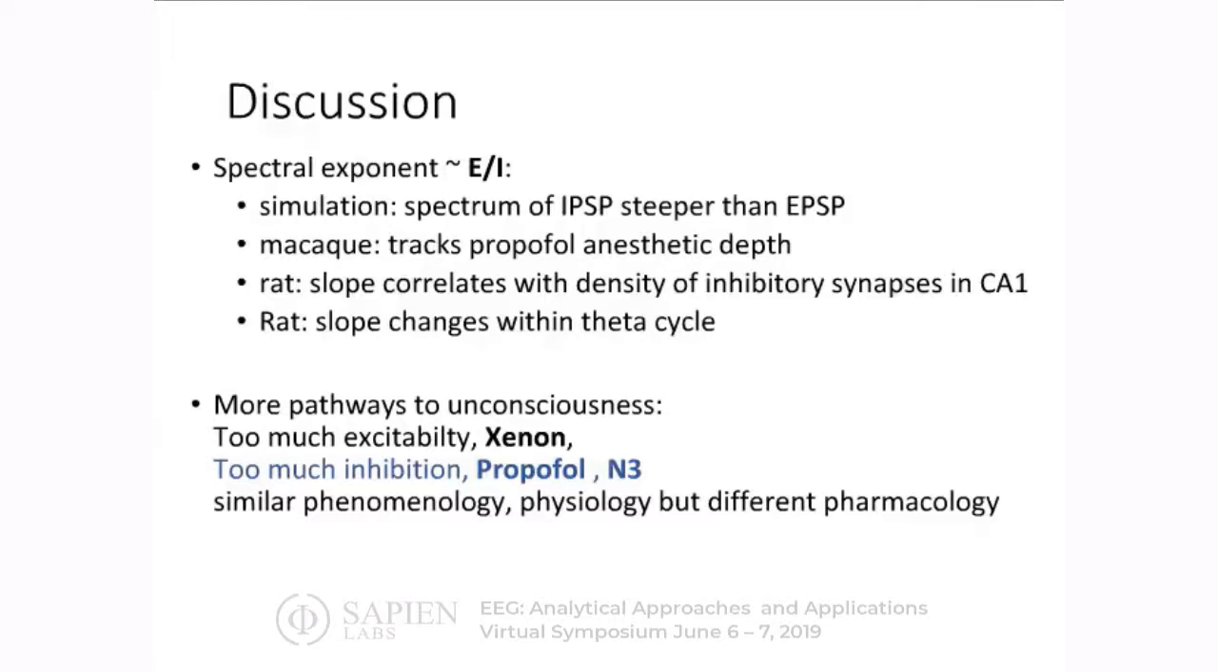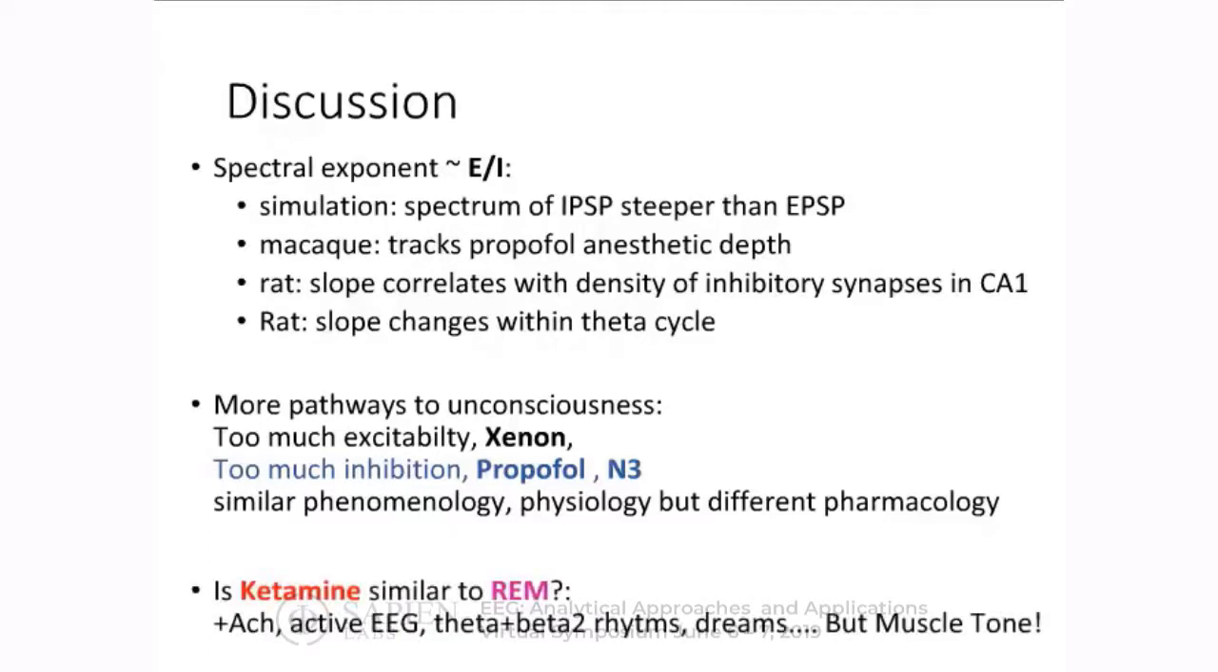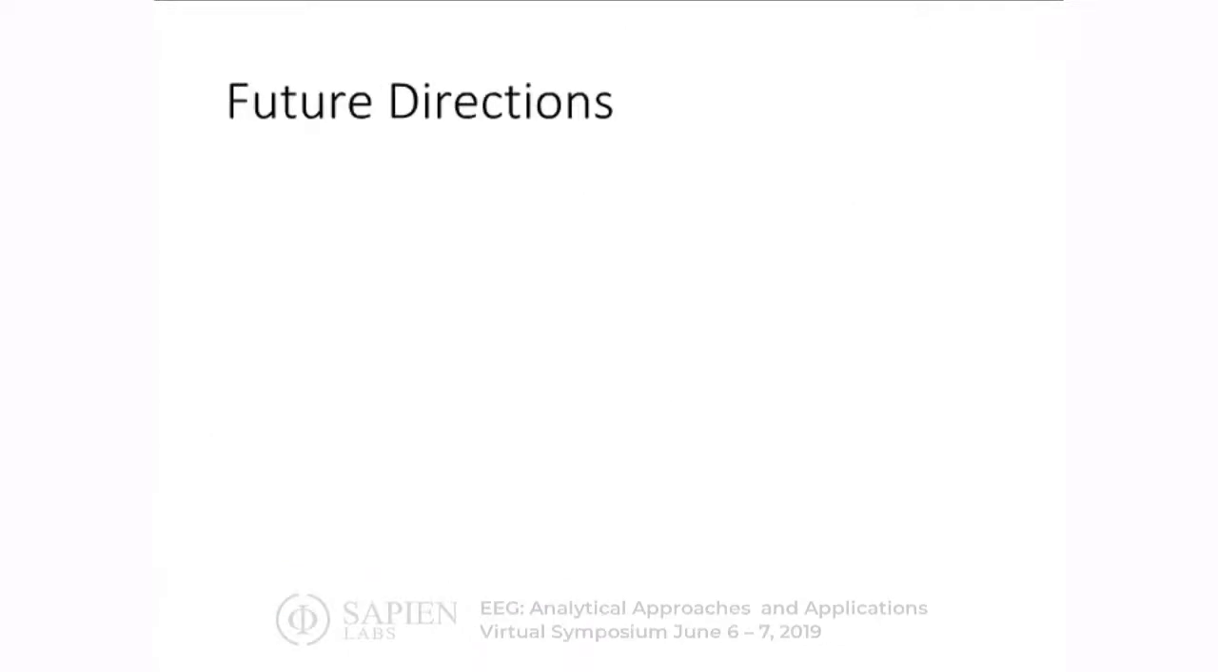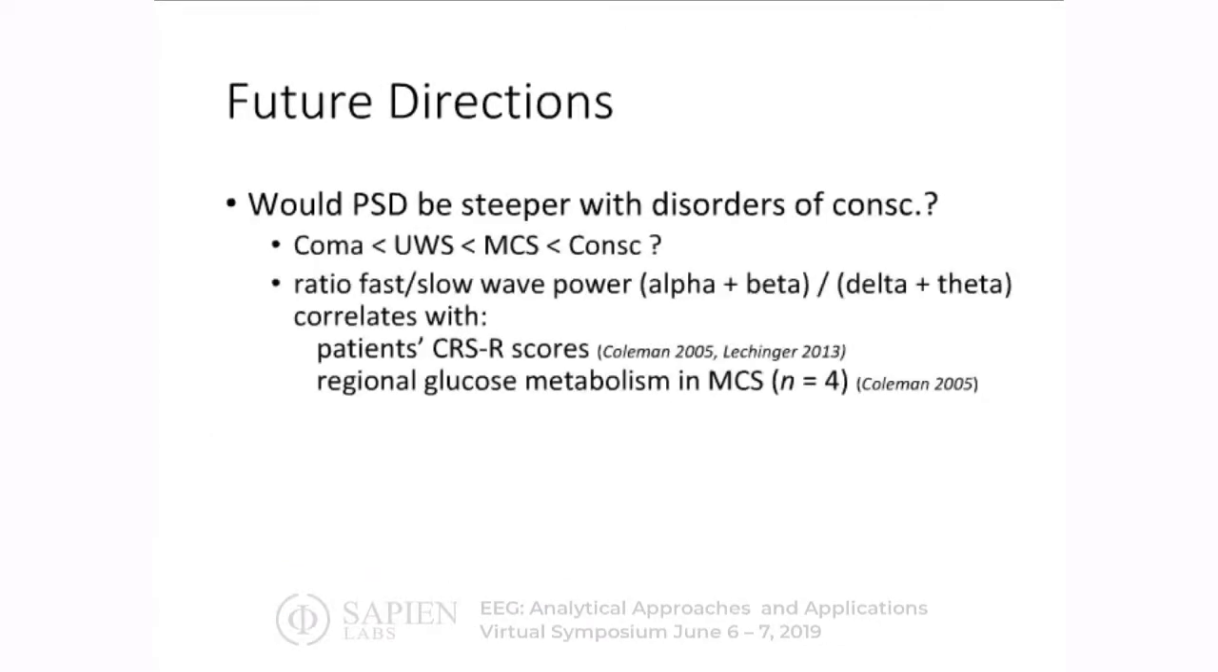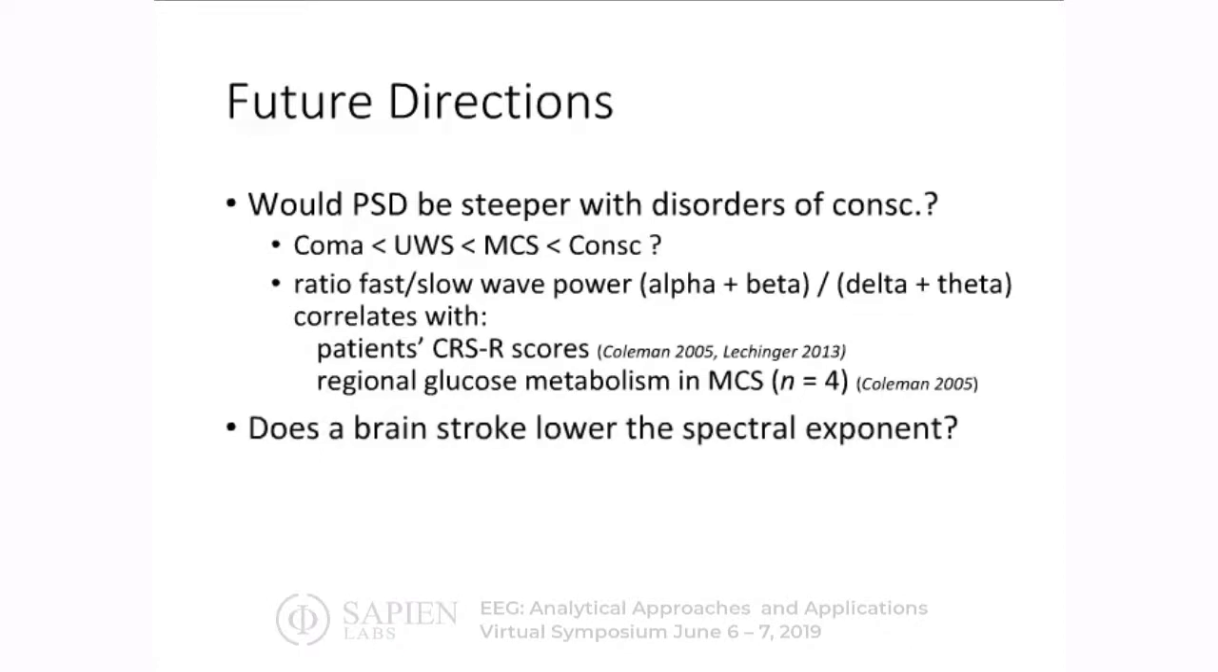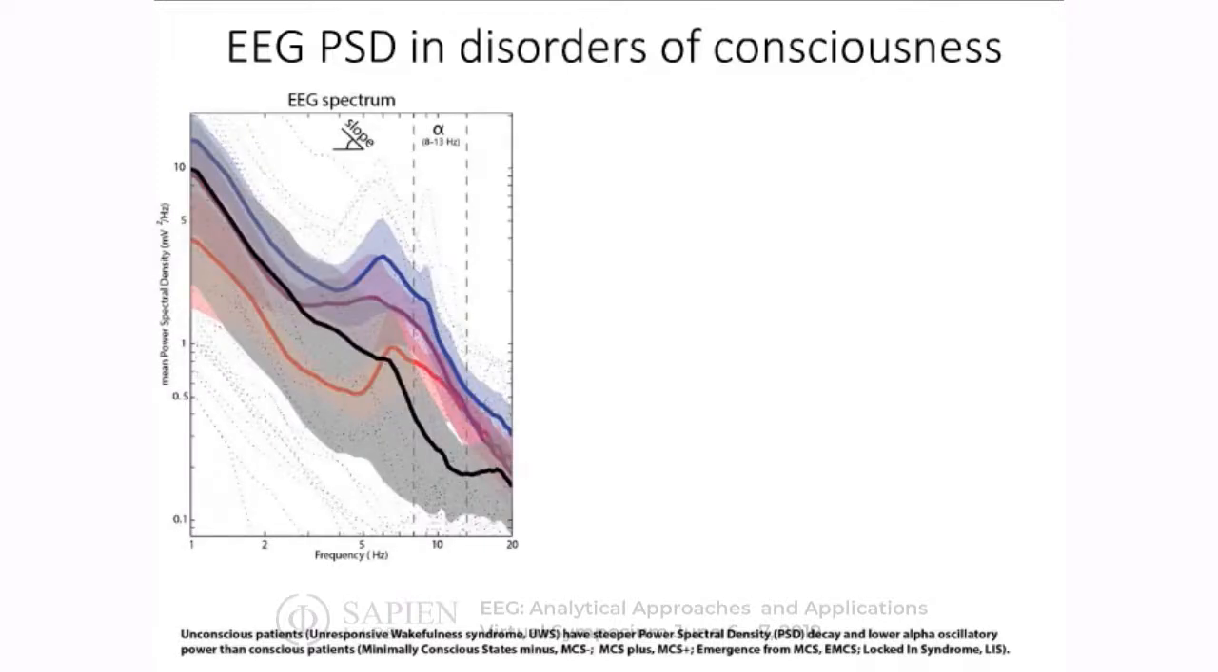Basically, this is what I told you already before. There seem to be more pathways to reach unconsciousness that are not purely by increasing inhibition, but when there is too much excitability combined with the inability to sustain it due to potassium channels being opened, then the system seems to collapse, and there is a similar PSD shape. The future direction would be to apply this method in disorders of consciousness and in brain stroke.